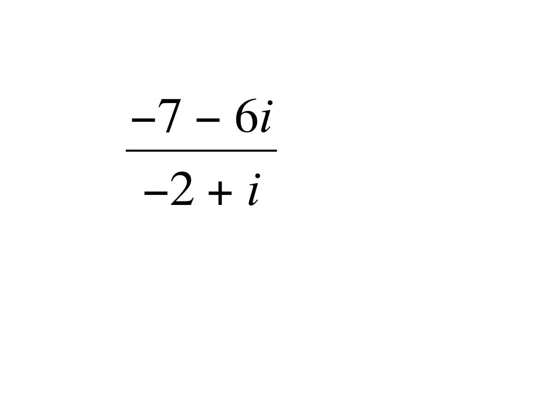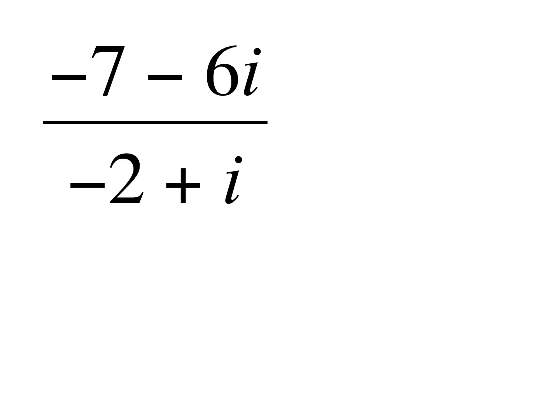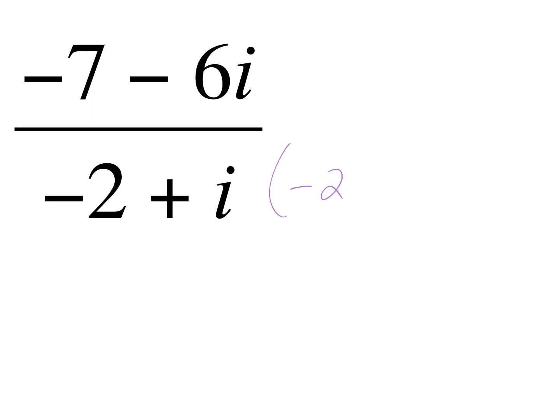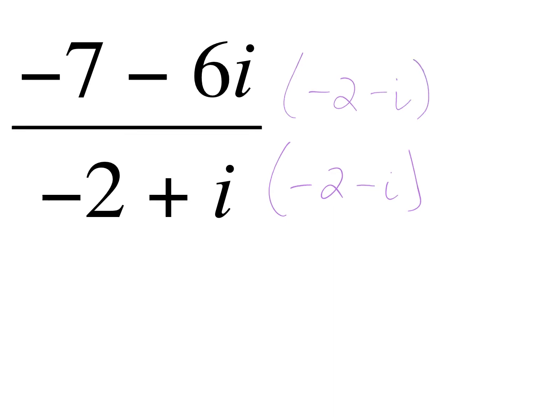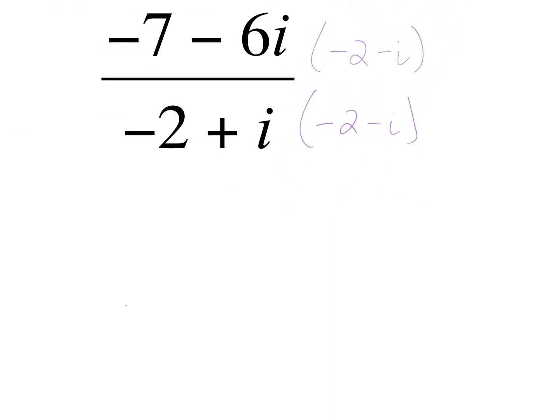All right, let's come down here to this one. Just because it leads with a negative, that doesn't mean anything. When you multiply by the complex conjugate, which sign do you change when written in standard form? The middle. So my denominator is going to be multiplied by negative 2 minus i. Whatever you do to the bottom, you do to the top. So let's simplify the denominator first. Just make sure the i's cancel out. Negative 2 and negative 2 is 4. Negative 2i and negative i is plus 2i.